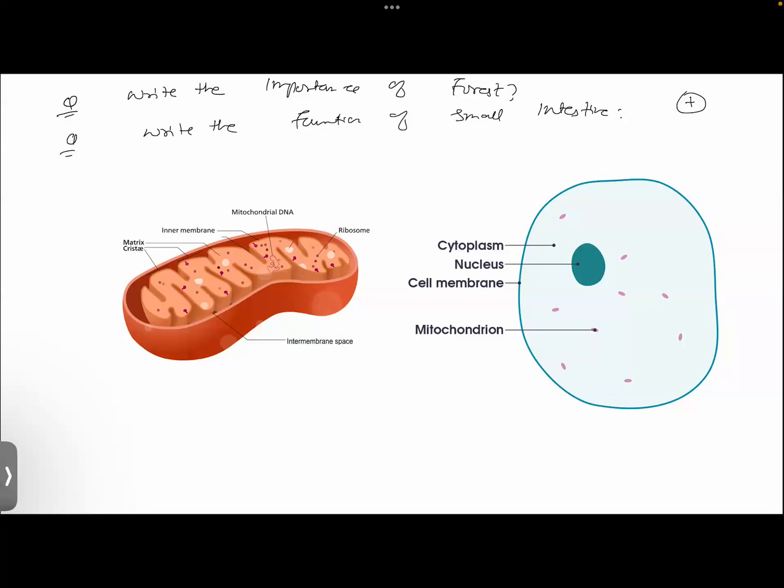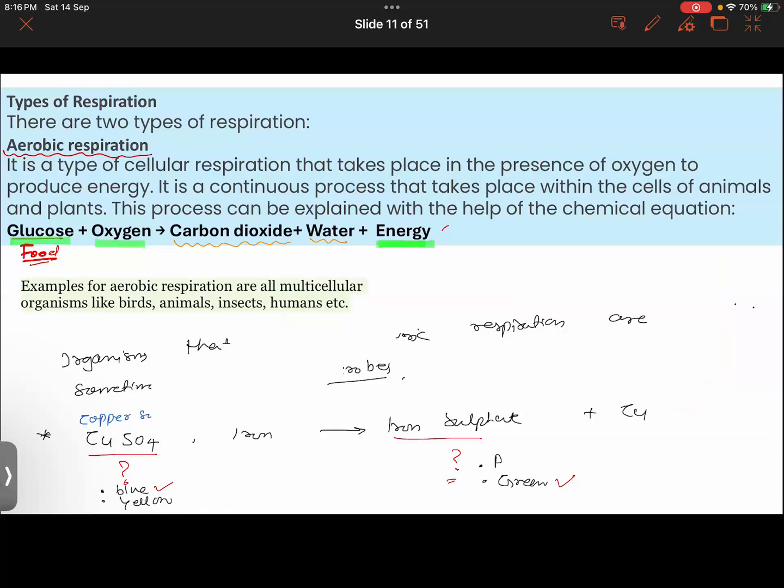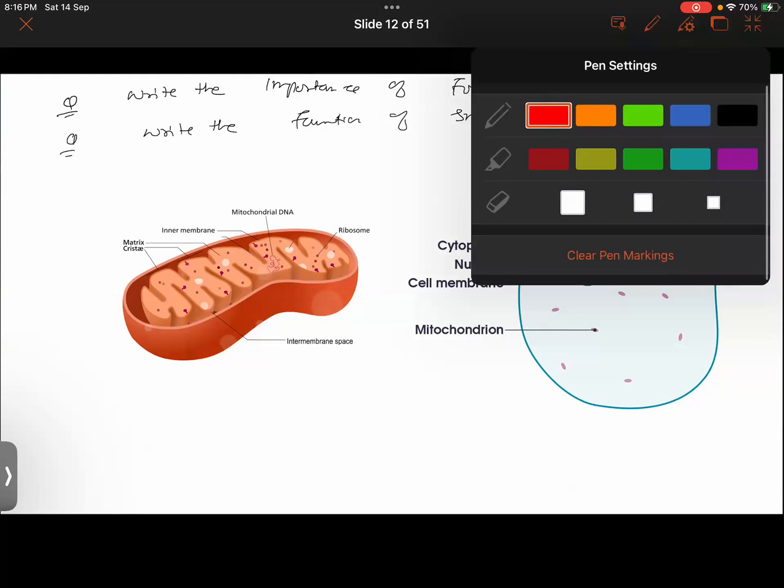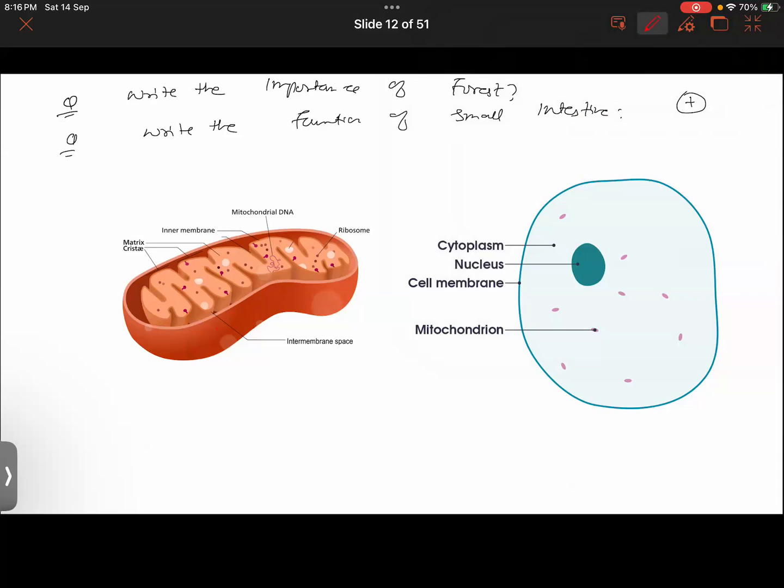Let us continue from where we left our discussion. We were talking about aerobic respiration. Here we see that glucose is broken down with the help of oxygen to get energy, and carbon dioxide and water are also formed as a result of this reaction. The energy released in this process is high. As I was saying, it occurs inside a structure in the cell called the mitochondria. This is the structure of a mitochondria.